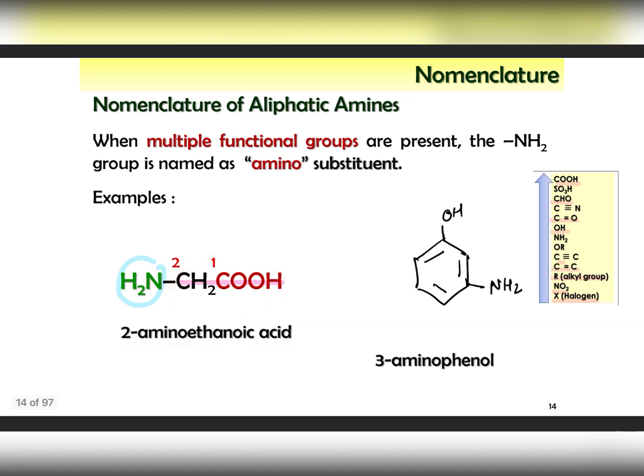Alright. Okay, so untuk next example, we have this structure, and ini adalah phenol. So phenol, it has higher priority compared to amino group. Okay, so this one, dia punya naming akan jadi 3-amino, sebab 1, 2, 3, carbon 3 ada NH2, 3-amino phenol.